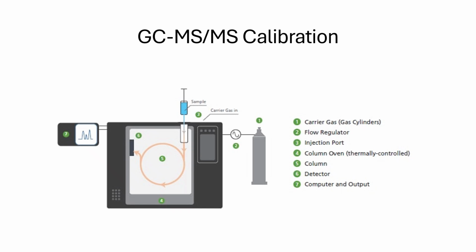Today we are diving deep into something that's absolutely critical in analytical chemistry, the calibration of gas chromatography mass spectroscopy. If you work in an analytical lab, you know that proper calibration isn't just a formality. It's what ensures your results are accurate, reliable, and defensible. So let's break down exactly what parameters you need to evaluate during GCMS calibration.